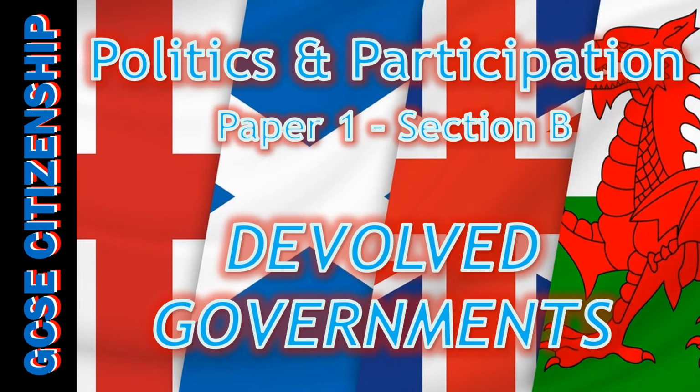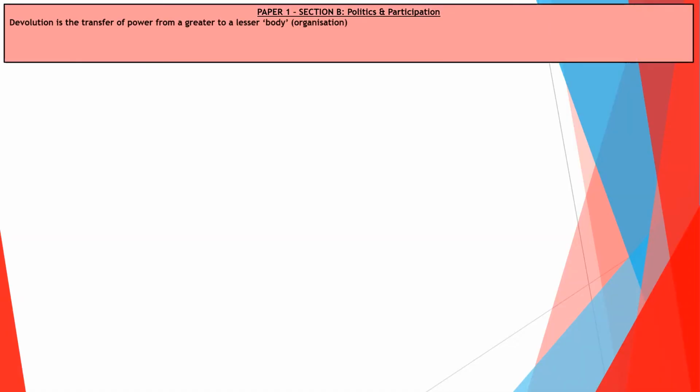So we're going to take a quick look at devolved government as part of the politics and participation materials for Paper 1, Section B of the GCSE Citizenship course. So the first thing about this is, what is devolution? Devolution is the transfer of power from a bigger body to a smaller one. So essentially a more powerful organisation giving some powers to a less powerful organisation.